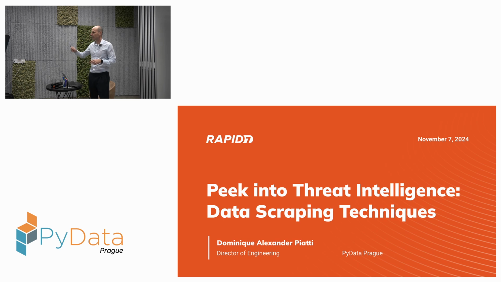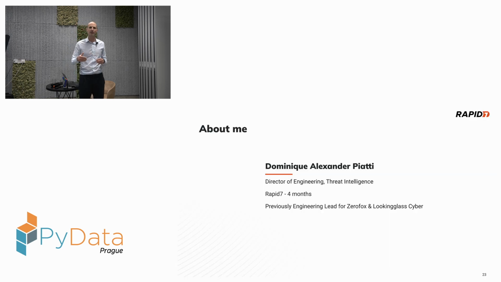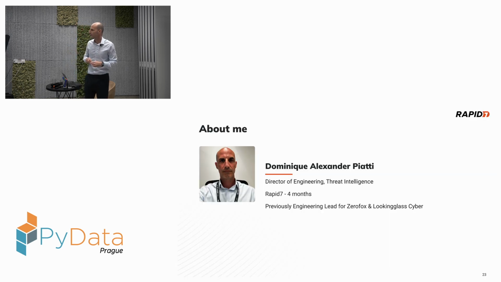Maybe very quick, just about me. With Rapid7, I'm super new, it's just my fifth month now, but I've worked for over 10 years in threat intelligence. I worked before for ZeroFox, which is a direct competitor, and earlier for Looking Glass Cyber, which was a smaller company. And I came initially to threat intelligence through Microsoft, but I didn't work for Microsoft. I got sued by Microsoft. That's how you land in threat intelligence. Anyway, so maybe let's start here.